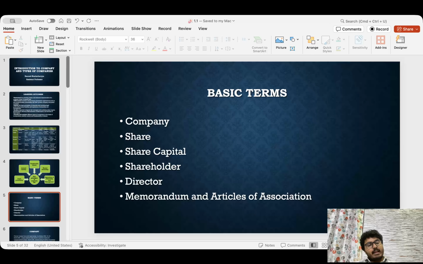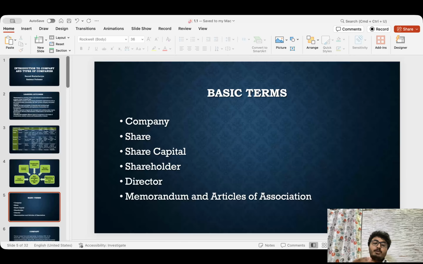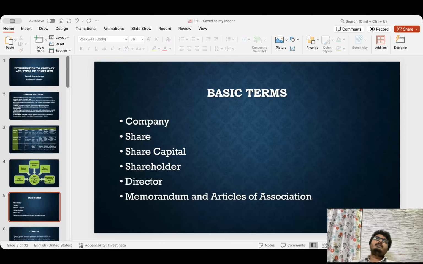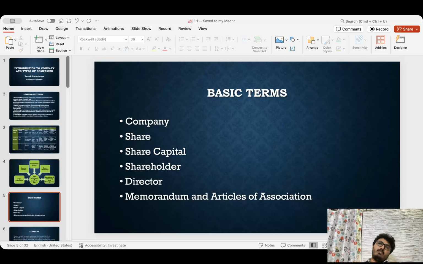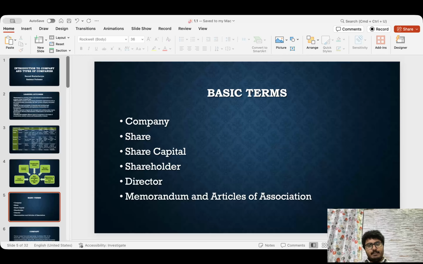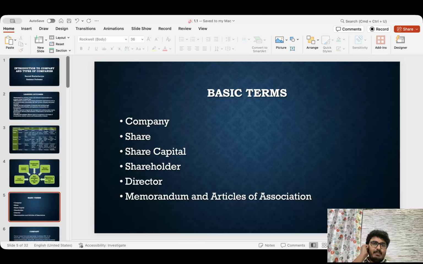And the share means a share represents a unit of ownership in the company. Share capital refers to the total value of shares issued. That means, suppose the authorized capital of a company is 1 lakh and the company fixed the share value, the face value of the shares, as 100. So the number of shares equals the authorized value divided by the face value of each share, that is 1 lakh divided by 100, so the number of shares comes out to 1000.